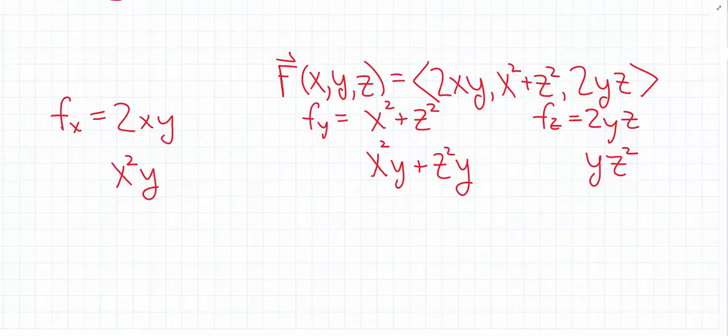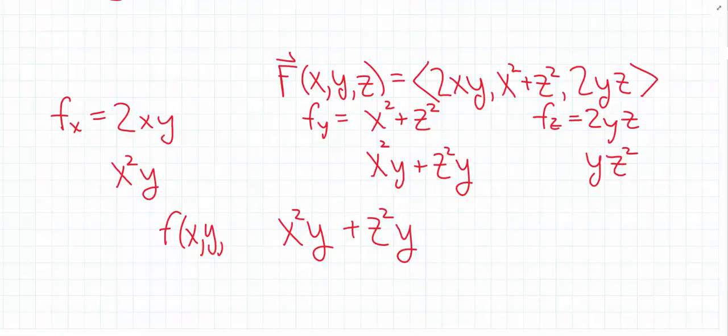It looks like I'm going to have x squared y plus z squared y, right? That seems like a pretty obvious grouping. Now let's see if it works. The partial with respect to x is 2xy, check. The partial with respect to y is x squared plus z squared, check. And the partial with respect to z is 2yz. Yeah, it works. So it looks like that is my potential function. Any questions about that?